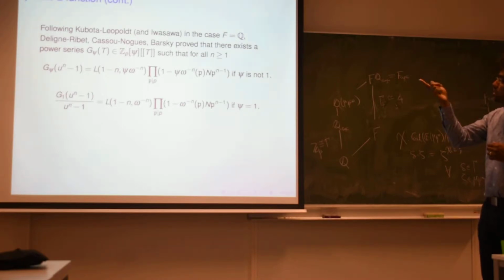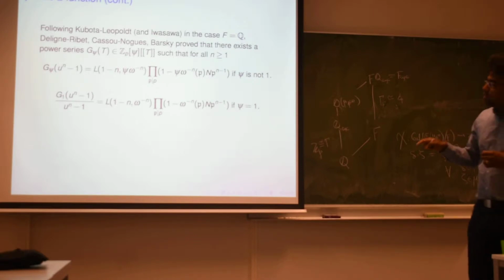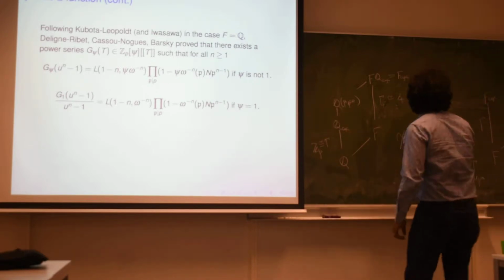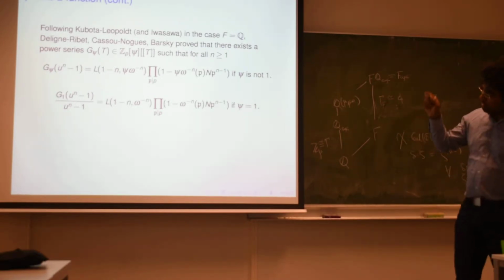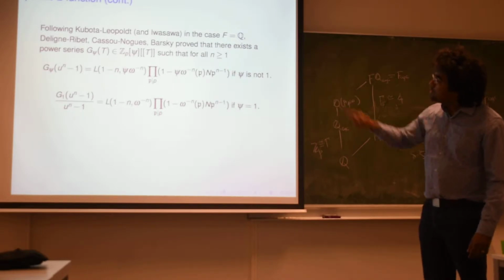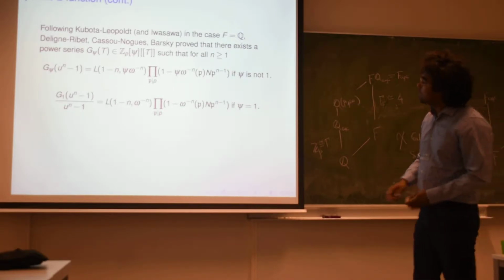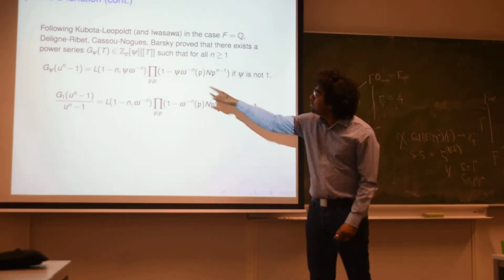And so it says that there exists a power series g psi of t such that it interpolates these values. Okay, so g psi of t is a power series. I can evaluate it at u to the n minus 1, and it gives me these L values. And what are these factors? So let's concentrate on the first one first.